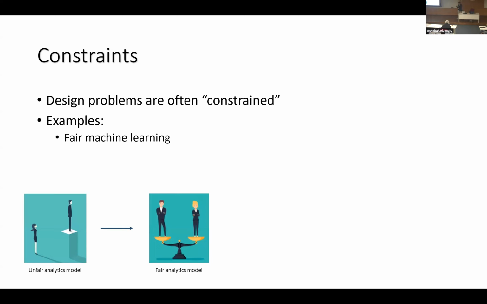For example, if you are using machine learning to hire people, then it should not discriminate between male and female. That is an example. So that is a constraint that comes into the problem statement or the design problem. And the objective is the same, which is the machine learning objective, minimize loss or whatever.